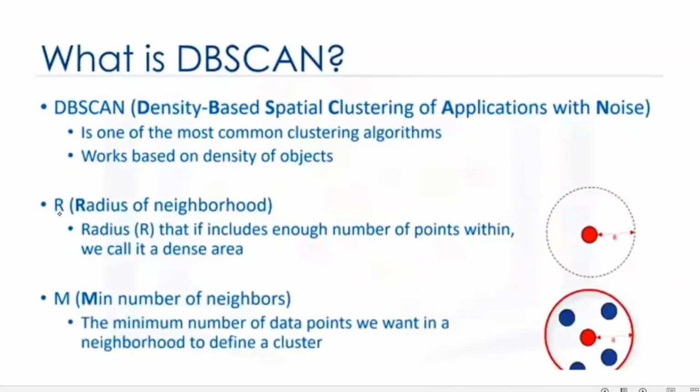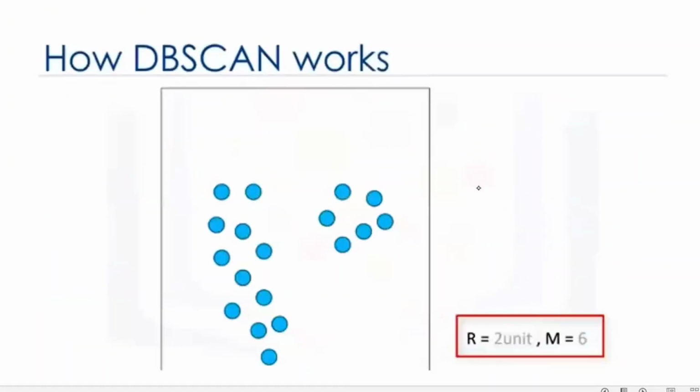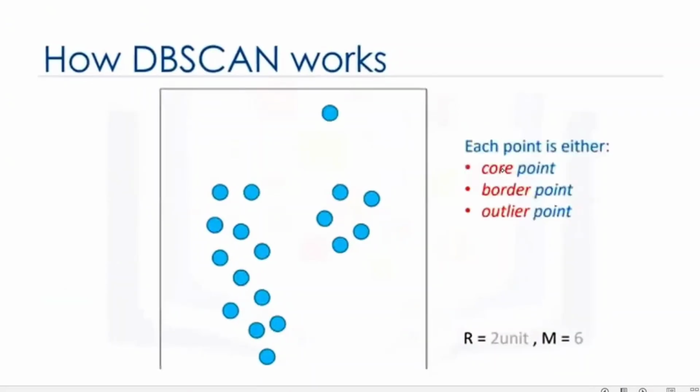First it will draw the circle for that data point, and after drawing the circle, it is going to count how many data points are within that circle. In density-based clustering, each data point is divided into three types. The first is called a core point, the second is called a border point, and the third is called an outlier point.